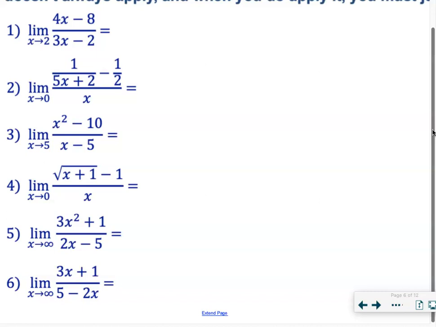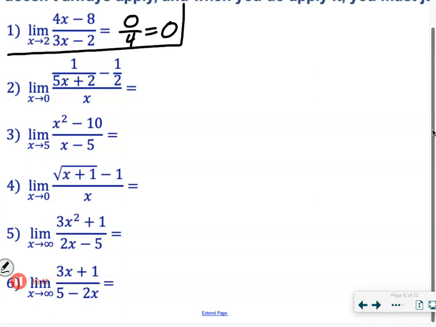So the first one, if we plug in a 2, what do we get on top? What do we get on the bottom? Not 0. We get 0 over 4, right? So because we get 0 over 4, this is not a L'Hopital. It's just a regular old limit. This is just 0 over 4, which is 0, and you're done. Right? Nothing to do there. All right. I'm going to kind of bracket this guy off so that we can do the next one.